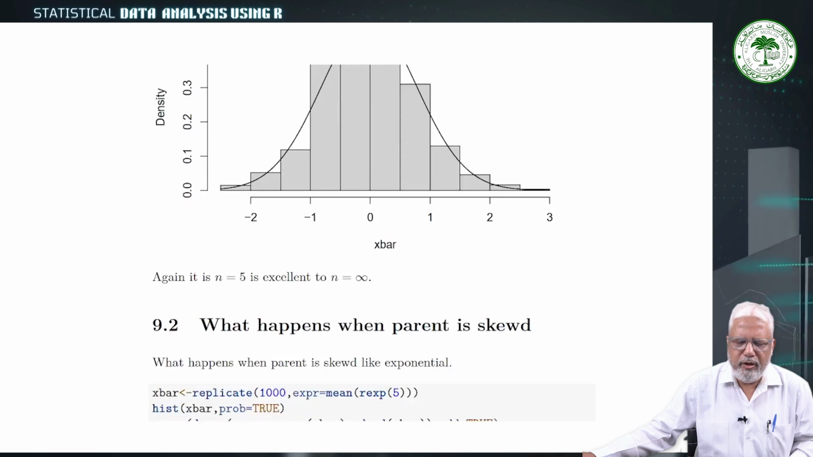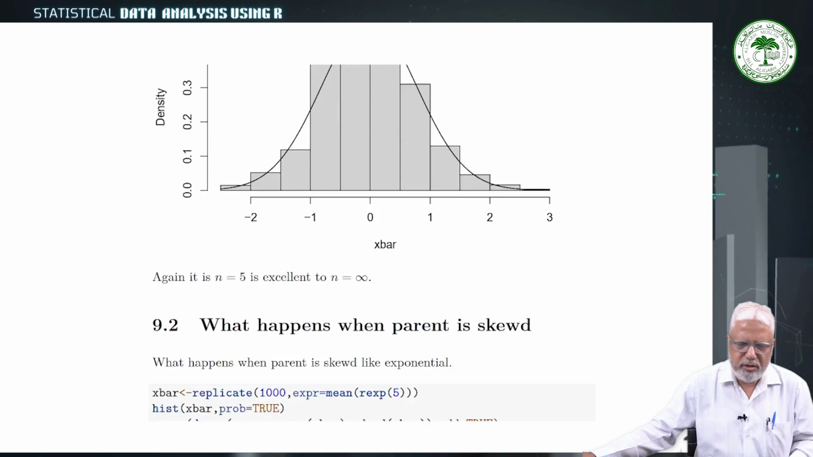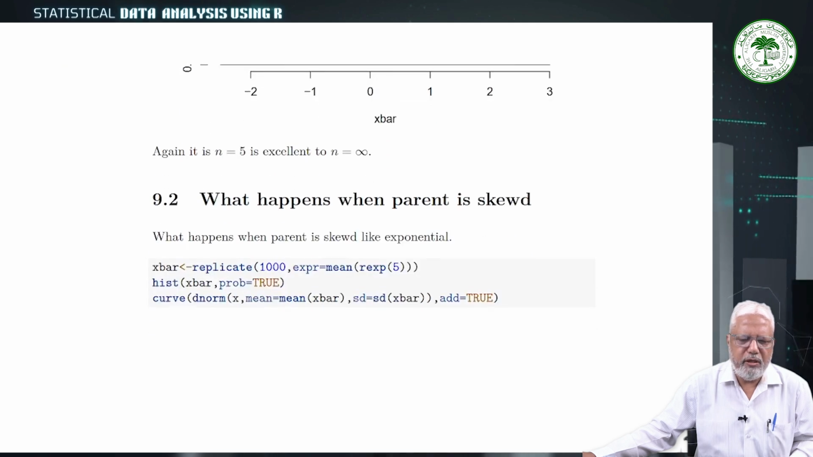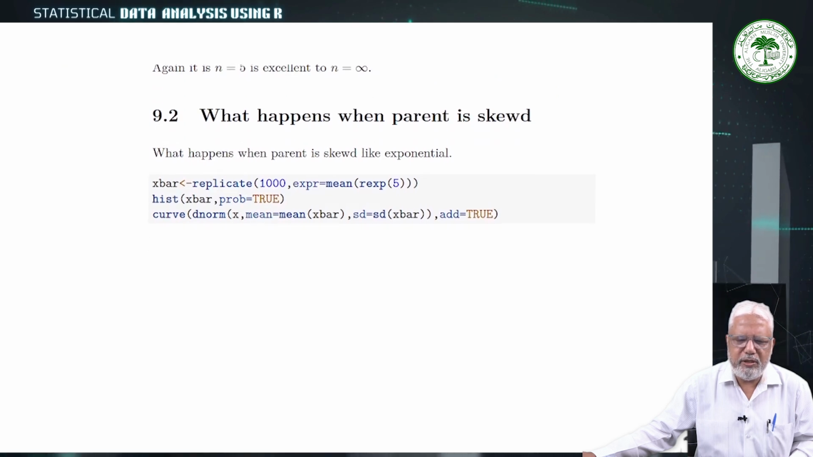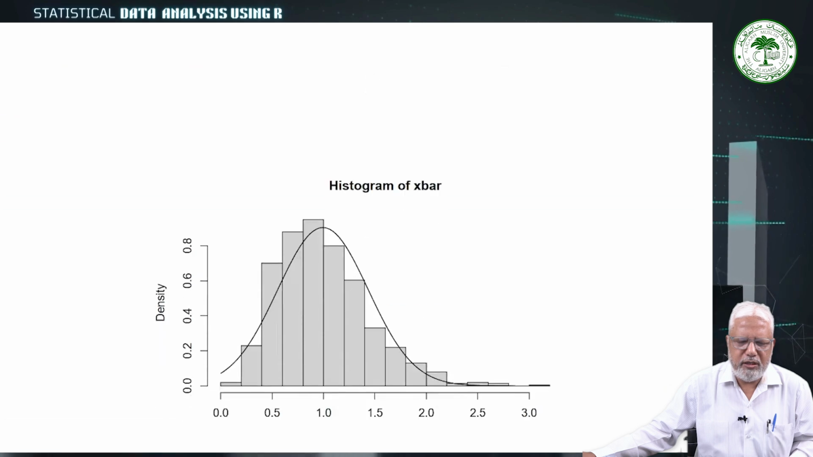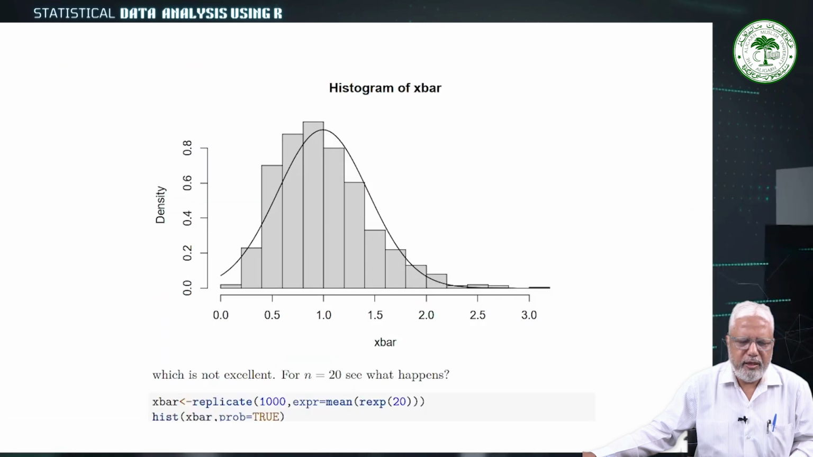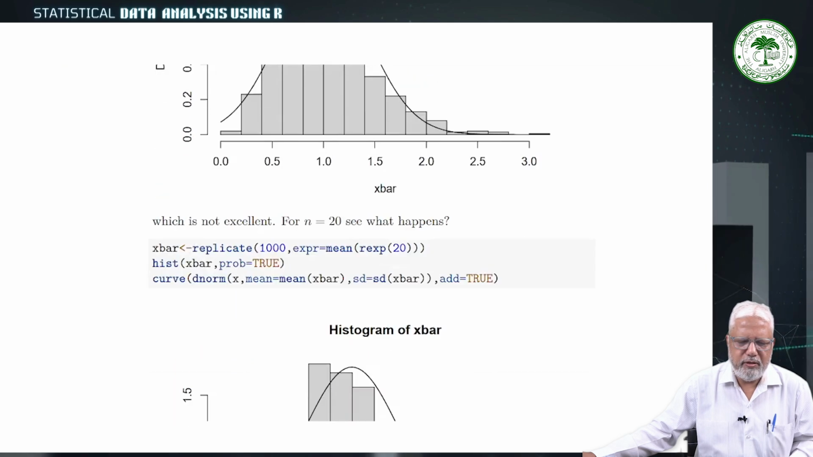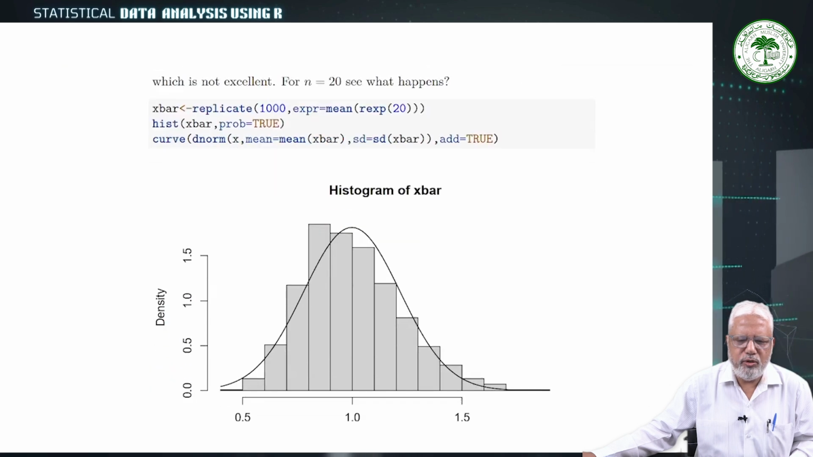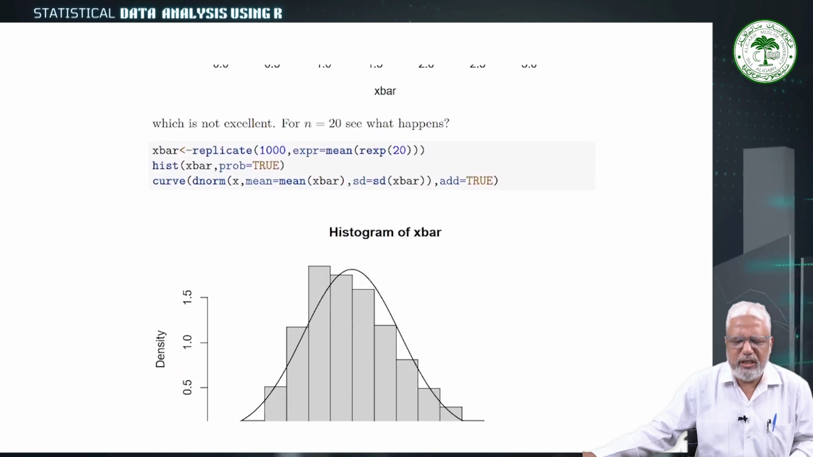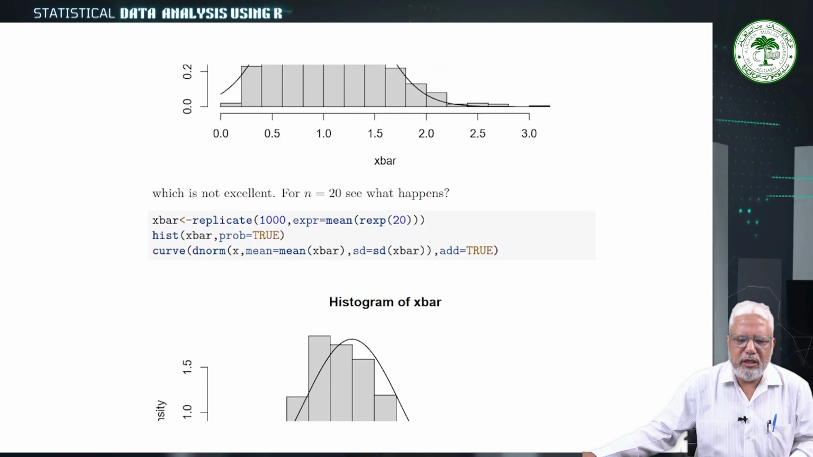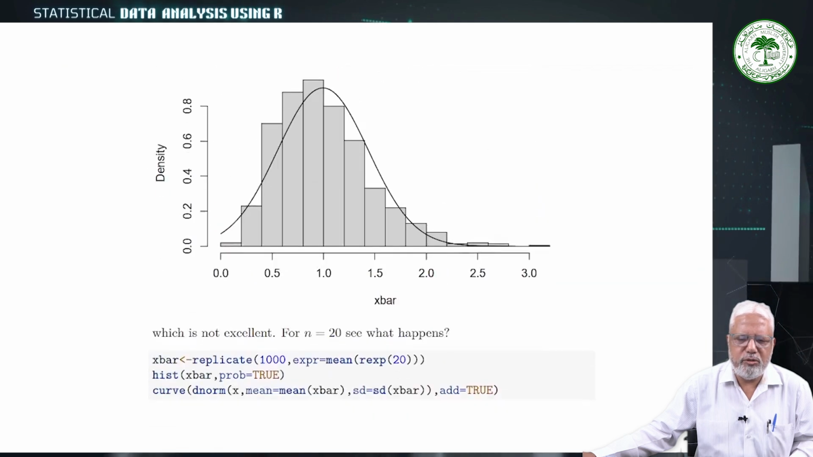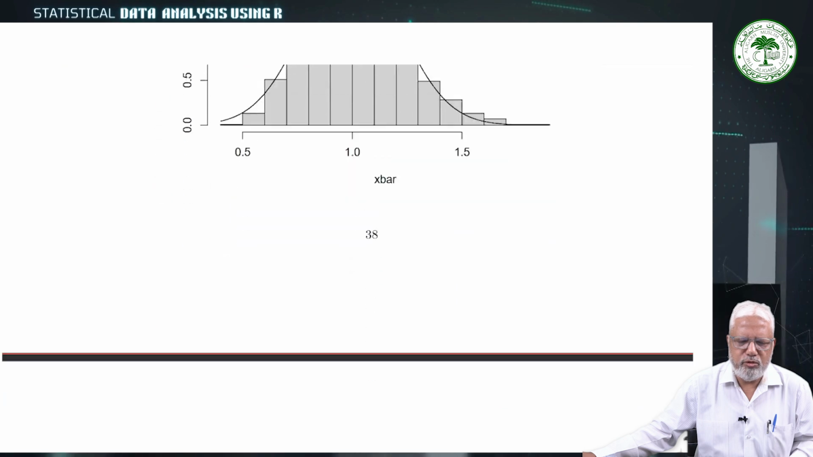So, what happens when the parent is skewed? Say, for example, when the parent is exponential, standard exponential. This sample size of 5 does not work well here, because it is not excellent. For n is equal to 20, what happens? For n is equal to 20, it somewhat improves, but still it is away from the central limit theorem, because it is not close to the normal distribution.